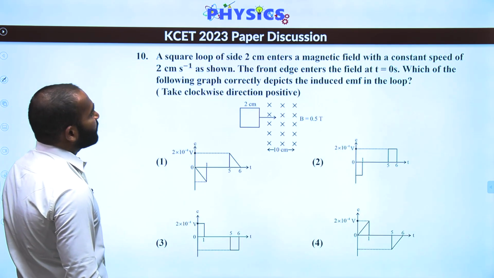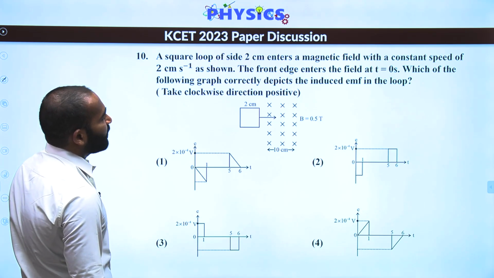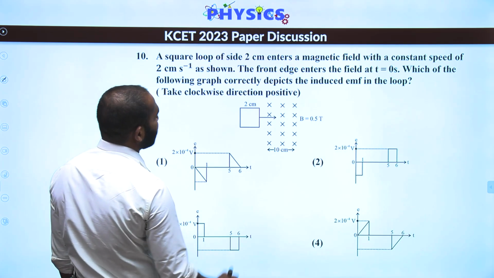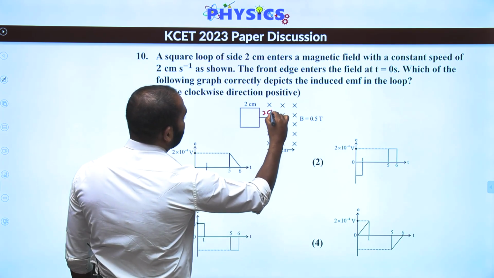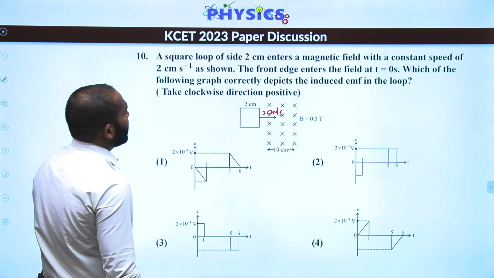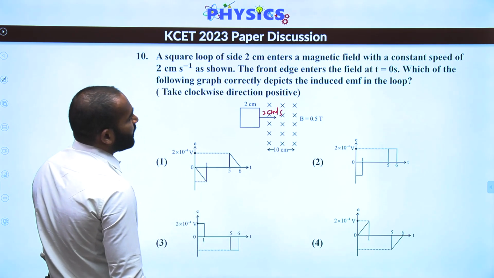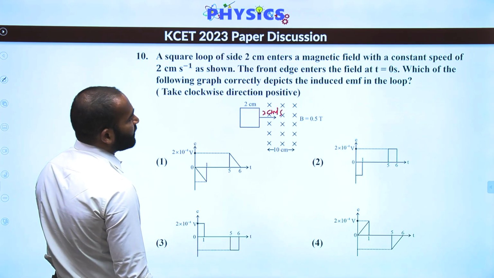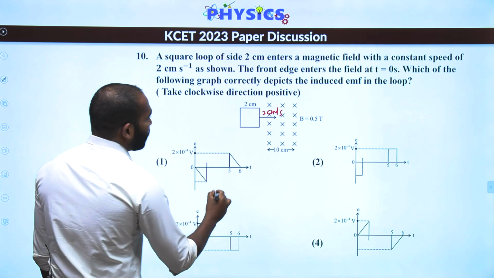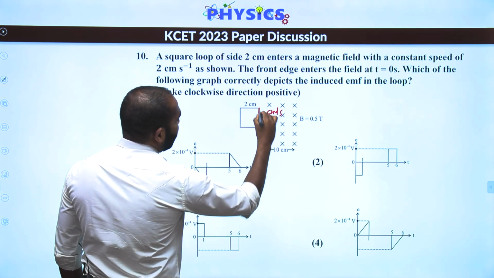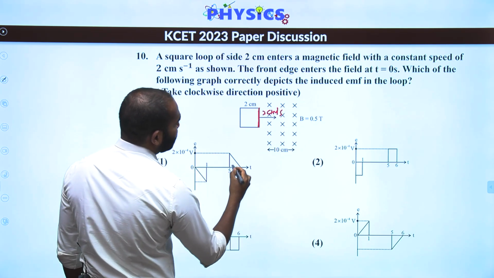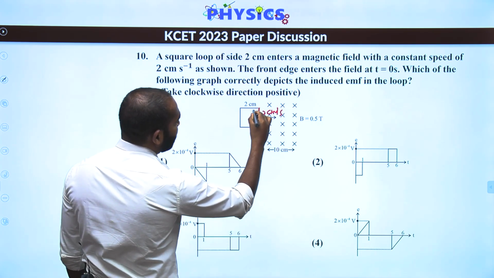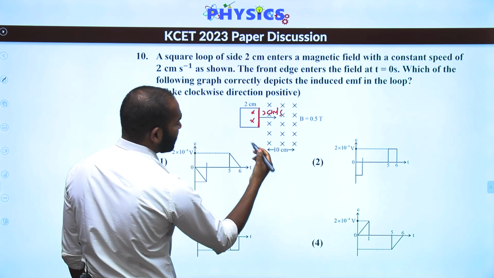Now, a square loop of side 2 centimeters enters a magnetic field, as you can see in the figure here, with a constant speed of 2 centimeters per second, as shown in the figure. The front edge enters the field at t equal to 0 seconds. Which of the following graphs correctly depicts the induced EMF in the loop? So when this side enters the magnetic field, there is a change of flux, obviously, because the number of lines passing through this particular area would start increasing.